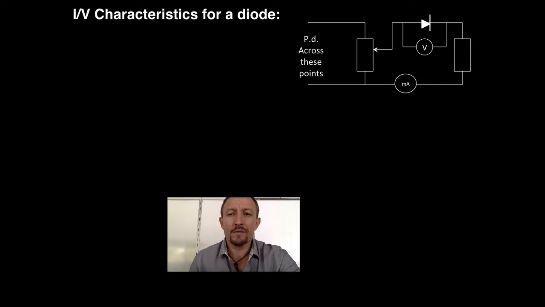Now what we've got here is a PD which is basically controlled using a variable resistor. That's the resistor with the arrow, the first one on the left hand side. That then flows through a diode where a voltmeter is attached in parallel across it. Then it flows through a resistor and then a current is basically measured using a milliammeter. Then it goes back to the power supply.